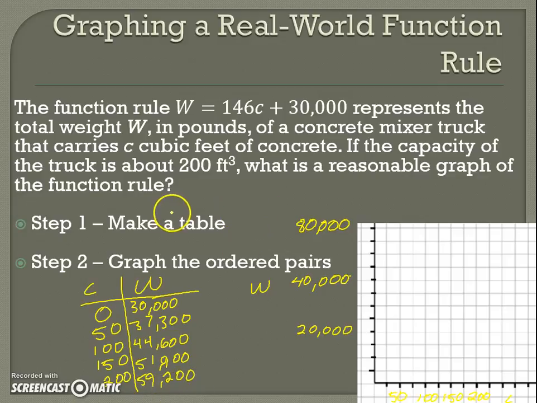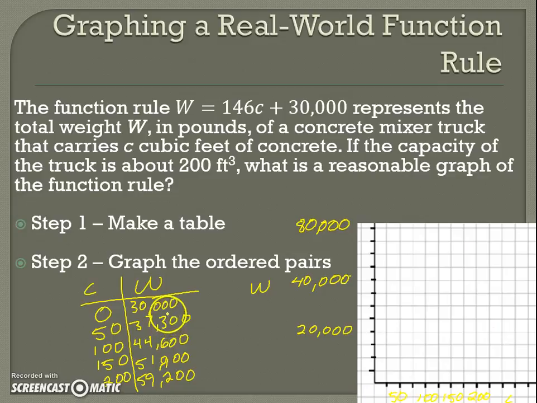It says, what is a reasonable graph of the function rule? Well, I don't want to go beyond 200. That's not reasonable because the capacity is 200. I don't want to go below 0 because, well, I can't have negative cubic feet of concrete in the truck. So this is a reasonable table. A reasonable graph is only going to happen in this first quadrant.